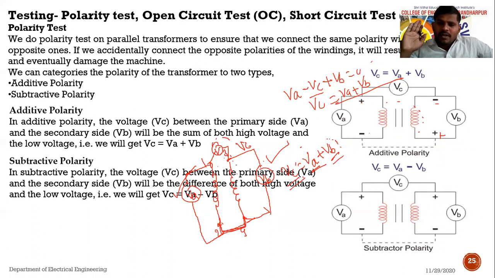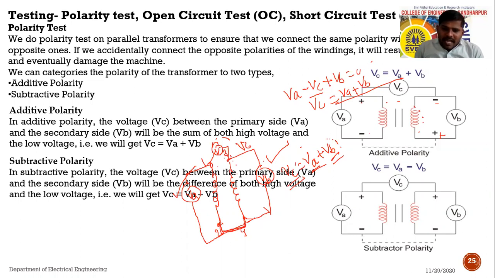So the voltage shown by this voltmeter is the difference between these two voltages, VA and VB. Then we can call it a subtractive polarity.